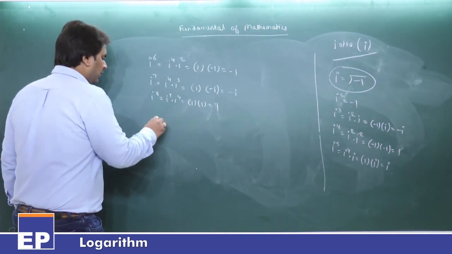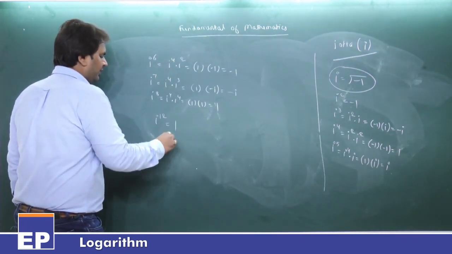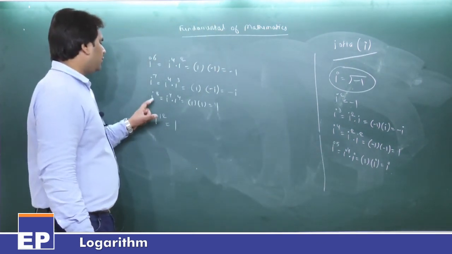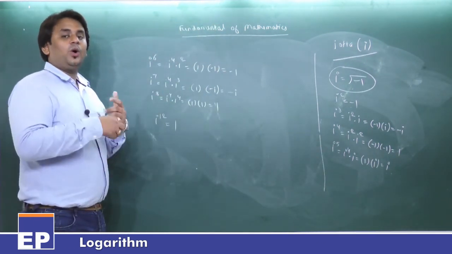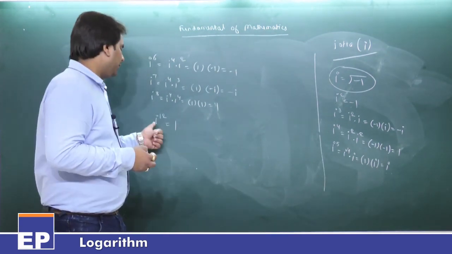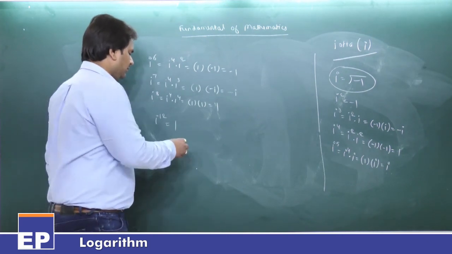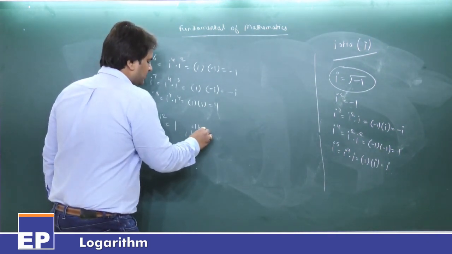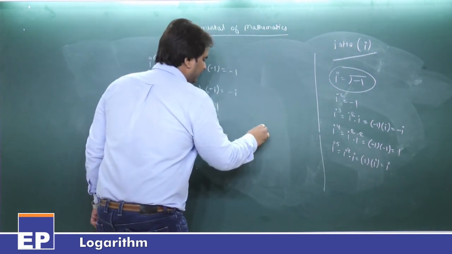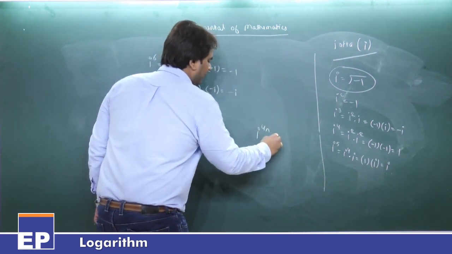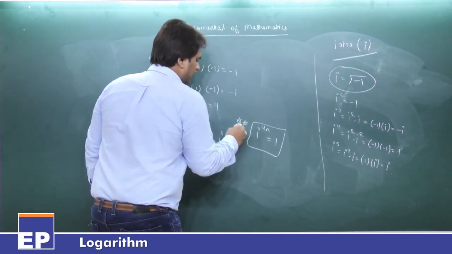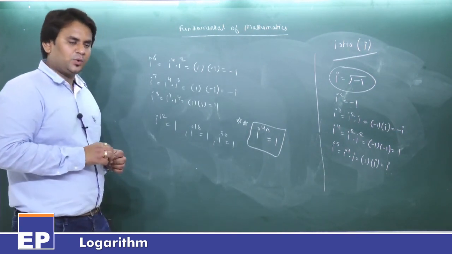Now I am asking, what is iota to the power 12? That is equal to 1. Because iota to the power 4 is equal to 1, iota to the power 8 is equal to 1, means all the multiples of 4 will be having value equal to 1. Iota to the power 12, 16 and 20 are all equal to 1. So I can write it like this: iota to the power 4n is equal to 1. This is the very important property of iota.